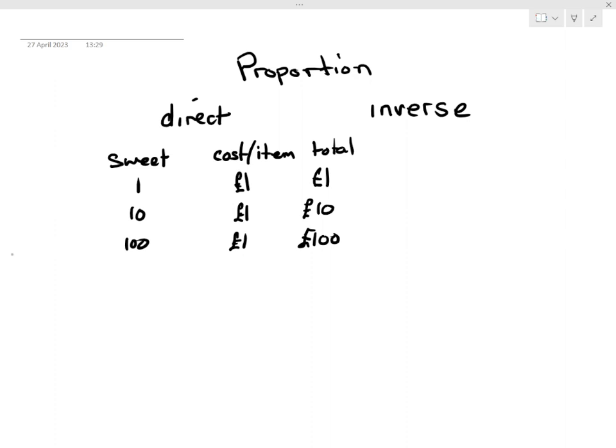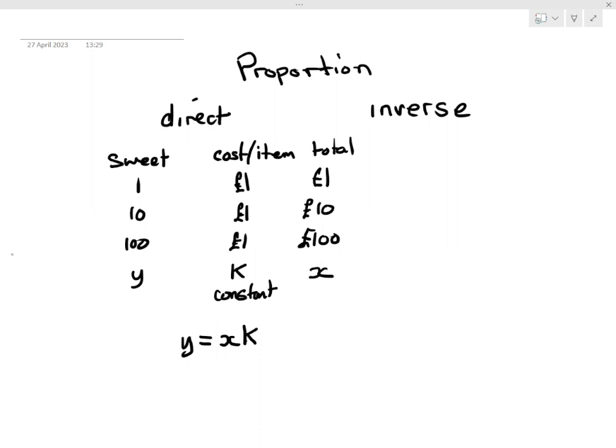So we could say that this is y and this is x and this is k for constant. So we can create a formula over here that y, the number of sweets you buy, equals x times the constant. Yeah, the constant is the price. So 100 equals 100 times 1.